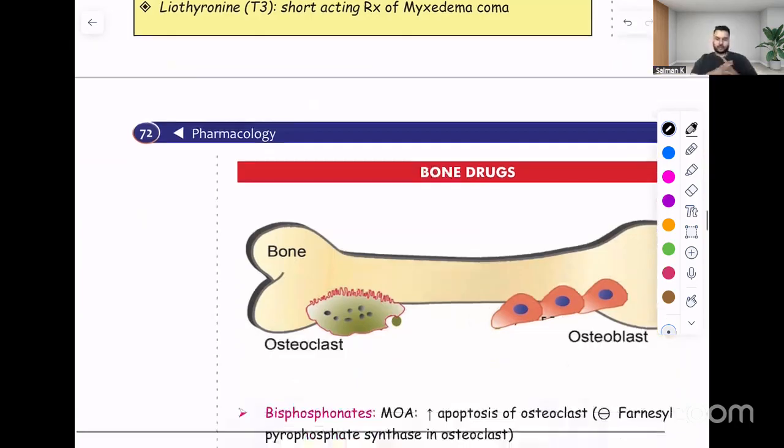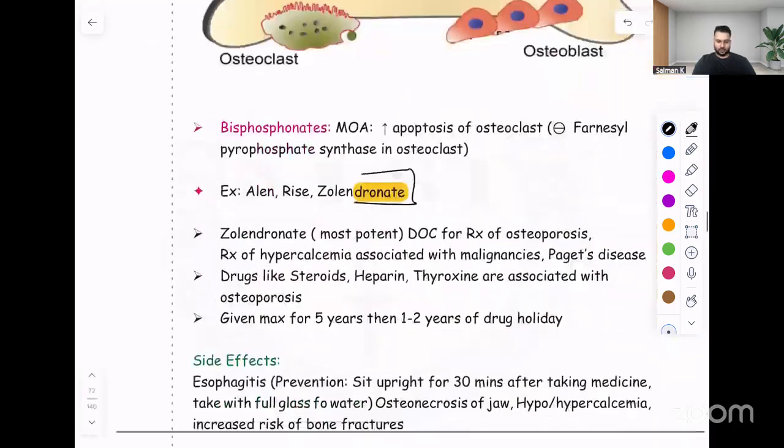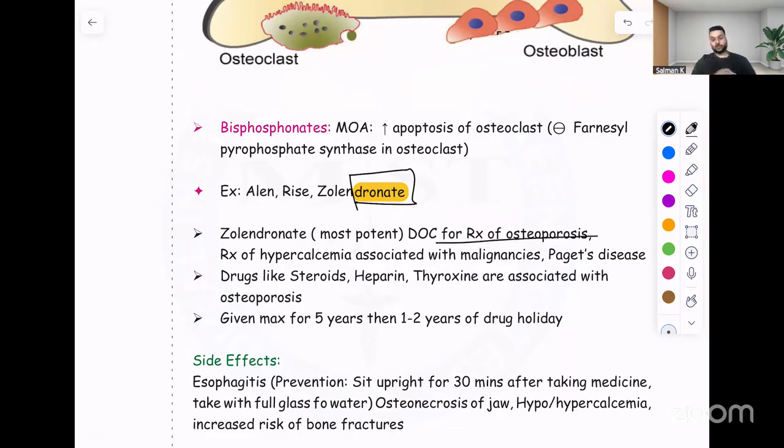Now, next coming to the bone, the main drugs in the bone topic are your bisphosphonates. The drugs called bisphosphonates happen to be the drug of choice. They are called dronates. They are the drug of choice for the treatment of osteoporosis, due to any reason.